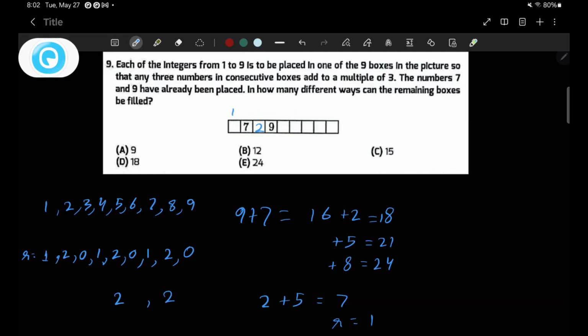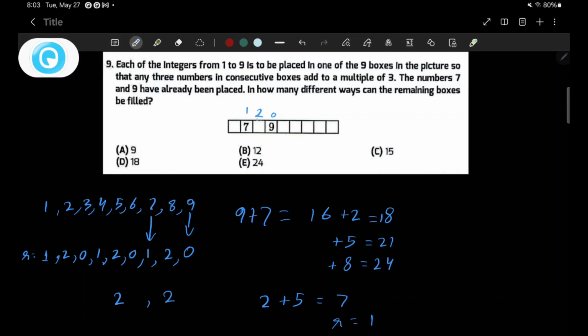The fourth case that we have is the first one has a remainder of 1, the second one has a remainder of 2, and the third one has a remainder of 0. The fifth case would be 2, 1, and then 0. So these are the different cases that we can have. Now, since they have already provided 7 and 9 to us, and we know that 7 has a remainder of 1 and 9 has a remainder of 0, that means the only number that we can put here is something that has a remainder of 2.